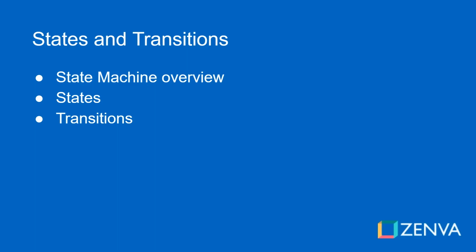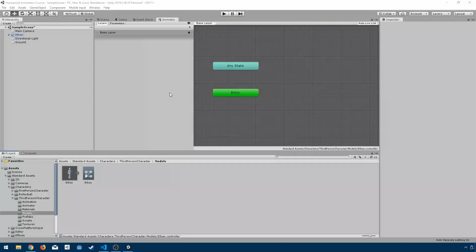And to do that, we're going to look at a few different things later on. But for now, we're going to look at transitions, which is what allows us to define conditions to get from one animation or one state into another state. So let's check that out really quick in Unity.